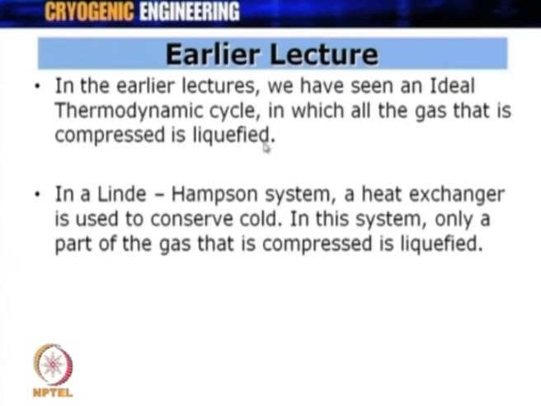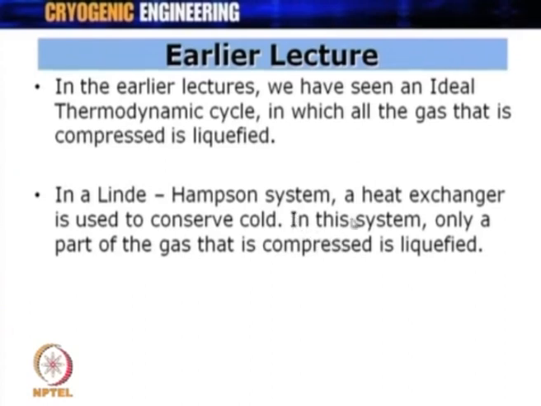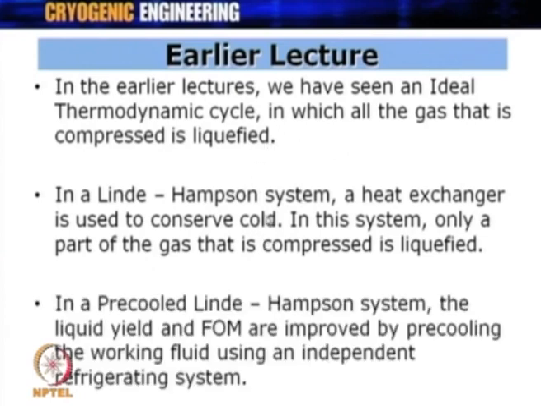The first modification of that happened in a cycle called the Linde-Hampson system. It has a heat exchanger in it, and this heat exchanger is used to conserve the cold. In this system, only a part of the gas that is compressed is liquefied. So, if we compress X gas, only 5 to 10% of that gas will get liquefied, and the remaining gas in the cold condition will go back to this heat exchanger, and it gives the cold to the incoming compressed gas, and thus the cycle continues.